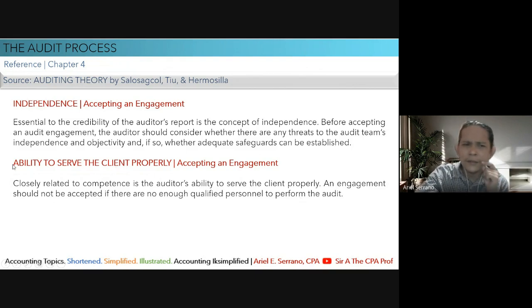Sir, yun na din naman yung nakalagay dito. Okay? Oh, yes, I agree. An engagement should not be accepted if there are not enough qualified personnel to perform the audit.